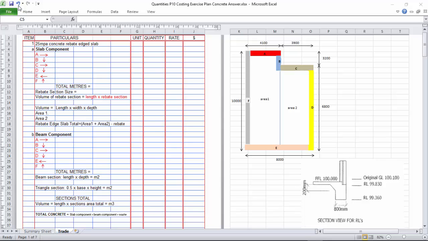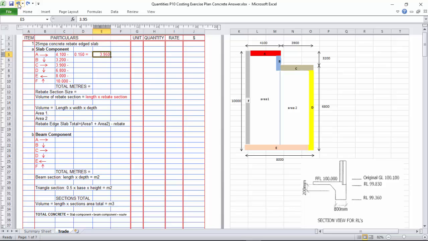And what we do, we use the same process of A, B, C, D, E, and F. So this is what we'll do right now. We'll put in the sizes: 4.1, 3.2, 3.9, 6.8, 8, and 10. Then we'll put in our deduction, and our rebate is 150 millimeters wide and 170 millimeters deep, and we can get that from our RLs.